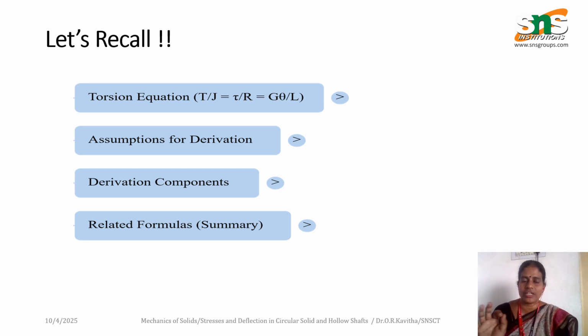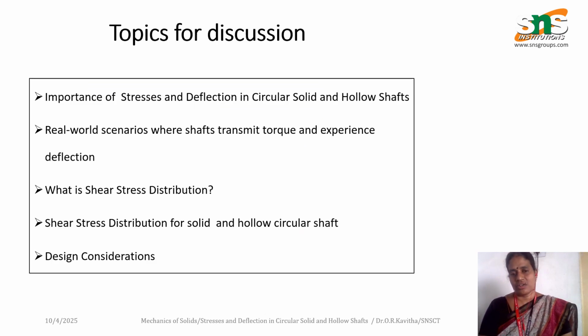First you should know the torsional equation. In the previous session, we just derived this equation: T by J equals tau by R equals G theta by L. We made some assumptions, and to derive this equation we saw some of the components. We derived the shear stress and shear strain and the torque, simplified everything, and finally got the torsional equation, and we also saw some of the summary.